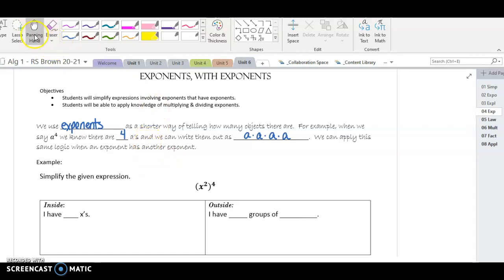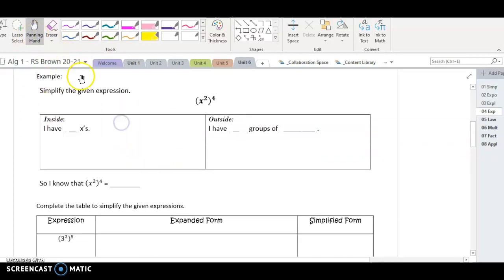Okay? So if we have something such as this, say we have x squared to the fourth power. Inside the parentheses, we have 2 x's. Okay, x times x, right? Outside, I have 4 groups of x squared. Okay, so think about it this way. I have 4 groups of x squared. So x squared times x squared times x squared times x squared.